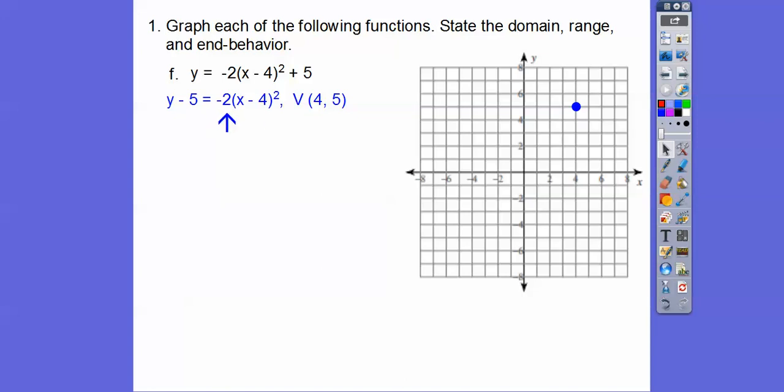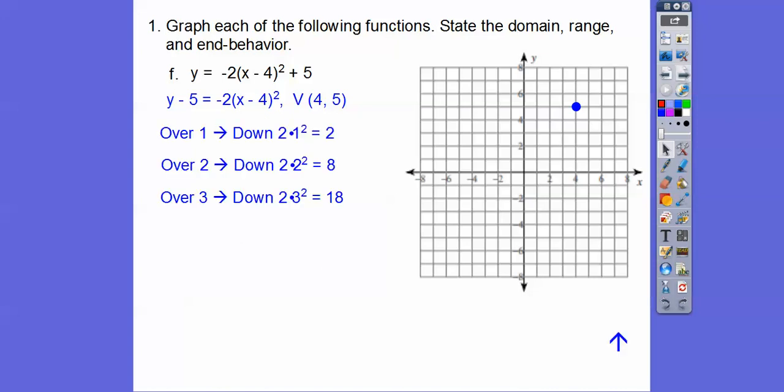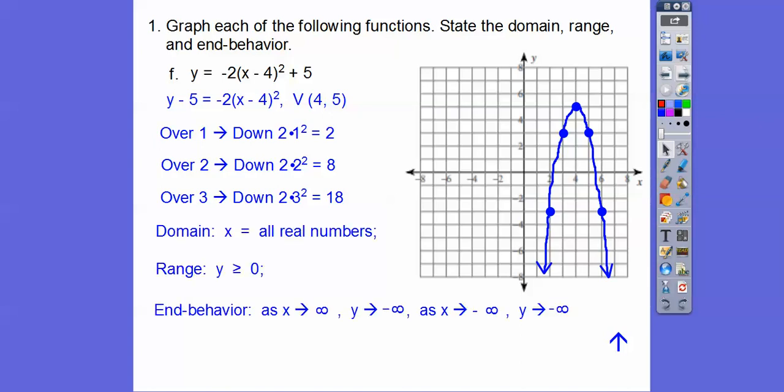This graph is going down because it's negative. It's going down. 2 times 1 squared, 2 times 2 squared, 2 times 3 squared, and so on and so on. Okay, so there it goes down right there. All right, and so there's our domain and range and end behavior. So as we go to the right, it goes down. As we go to the left, it goes down.